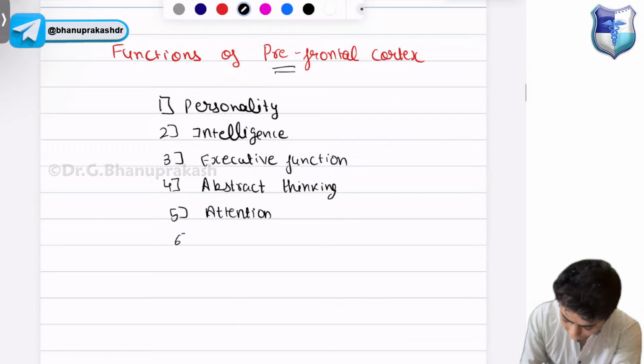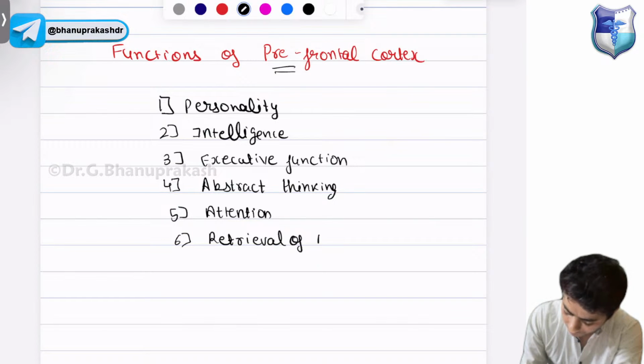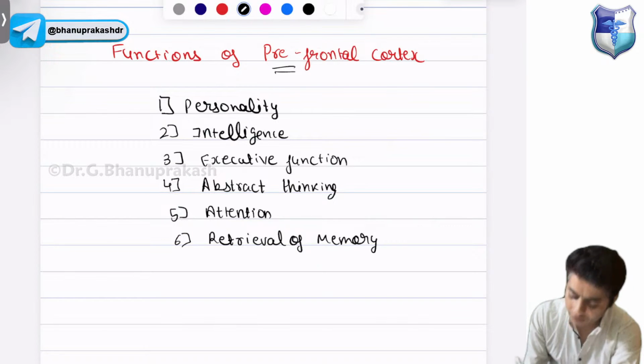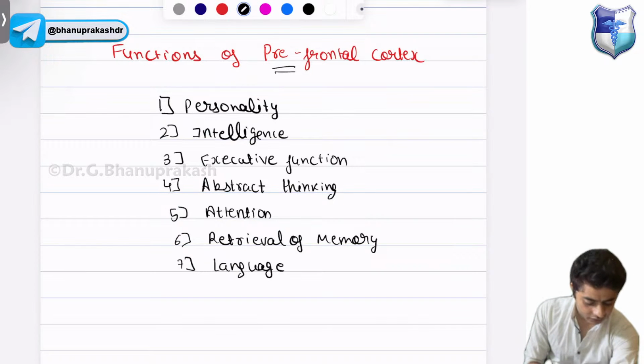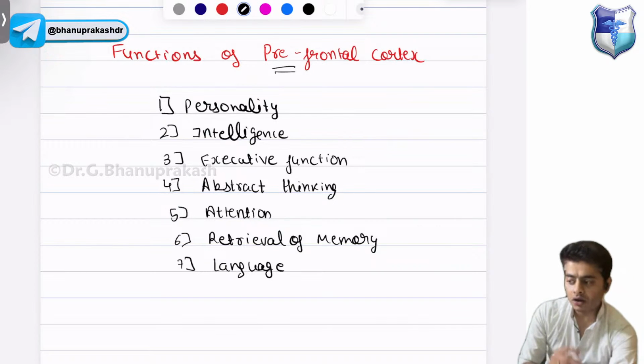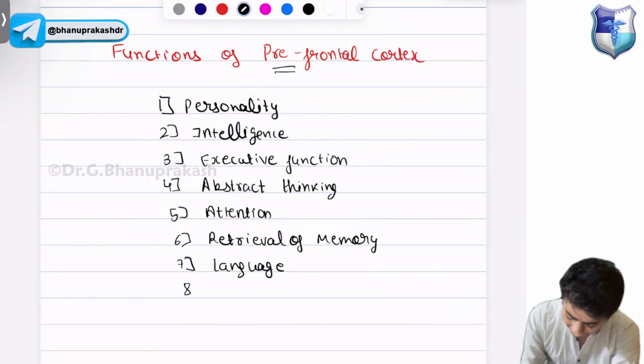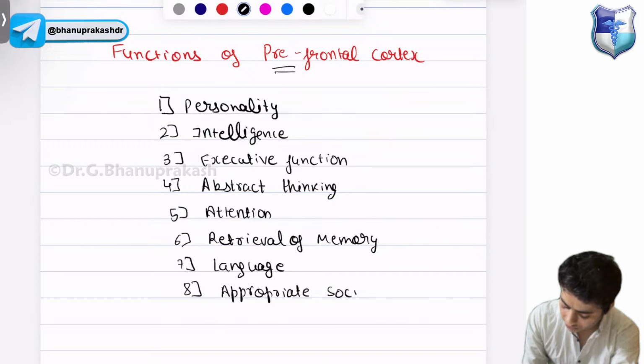Then is your retrieval of memory. It is also by prefrontal cortex. Then is your language, and last is your appropriate social behavior.